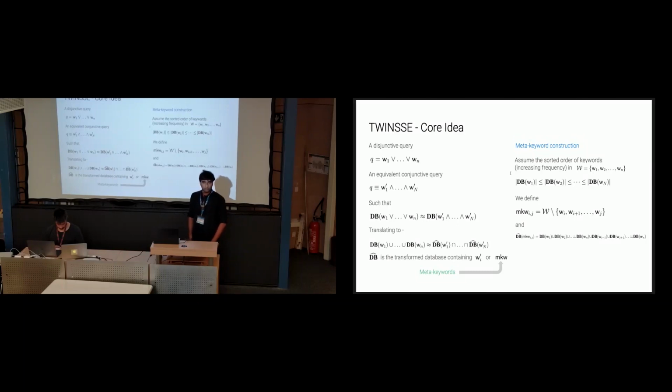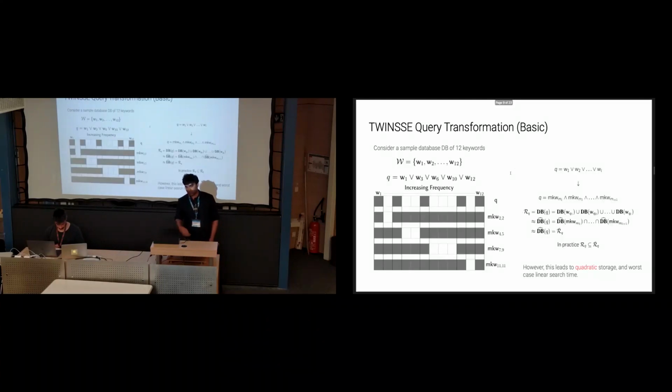So how do we do this transformation, or how do we construct these meta keywords? To understand that process, we start from query processing first, which will give you a better idea of how this is done. Think of a database consisting of 12 keywords, W1 to W12, and a sample query of W1 or W3 or W6 or W10 or W12.